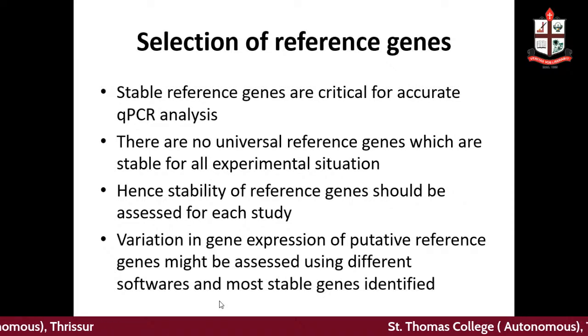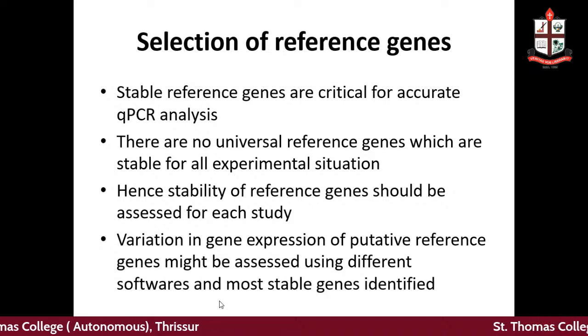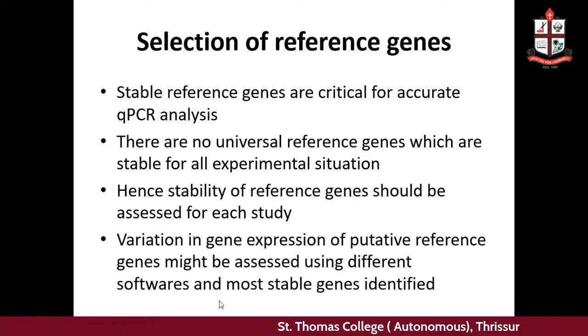When you do relative quantification, you should ensure that the reference gene that you are taking is stable in the samples that you're studying. It should not be affected by your treatment. So there are no universal reference genes. You cannot blindly take any reference gene like actin as a reference gene for any experiment.